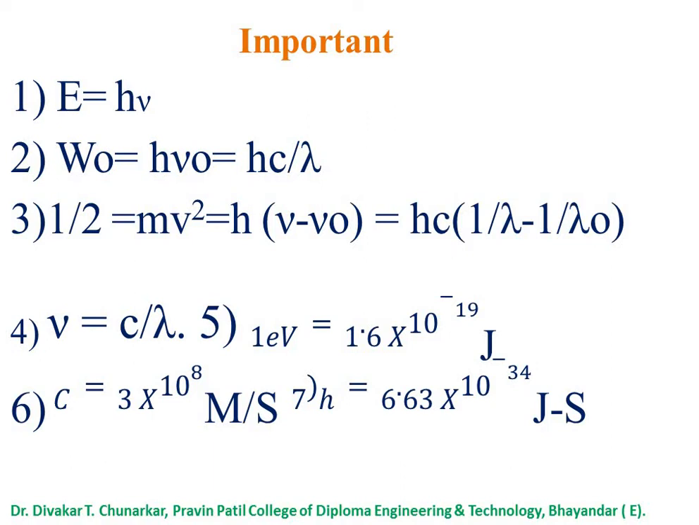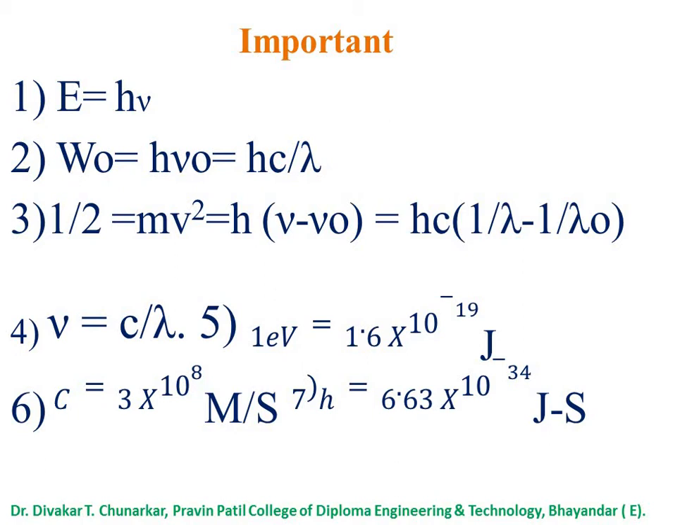Now the important formulas. E equals h nu. Here E is the energy of the photon, h is the Planck constant, nu is the frequency of light. Then the second formula, W0 equals h nu0 equals hc by lambda. Here W0 is the work function, h is the Planck constant, nu0 is the threshold frequency, c is the speed of light, equal to 3 into 10 to the power 8 meter per second, and lambda is the wavelength.